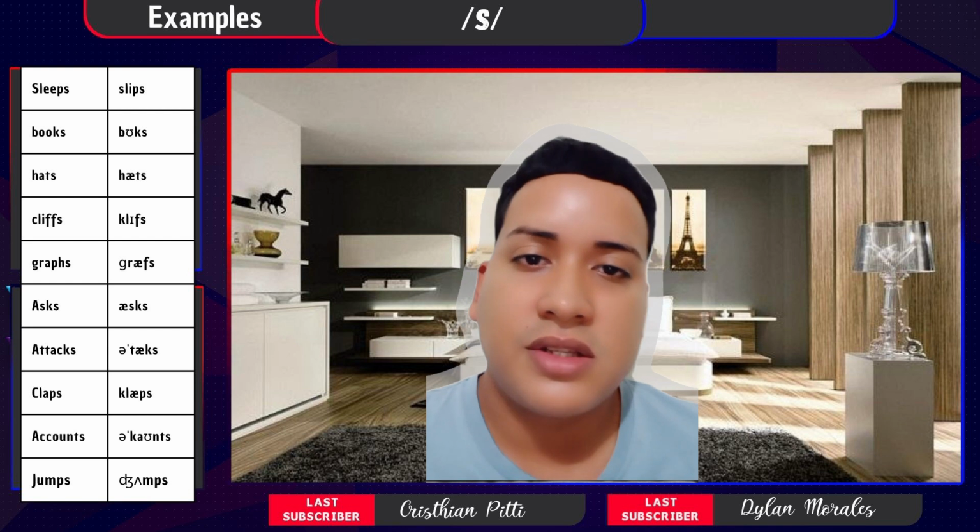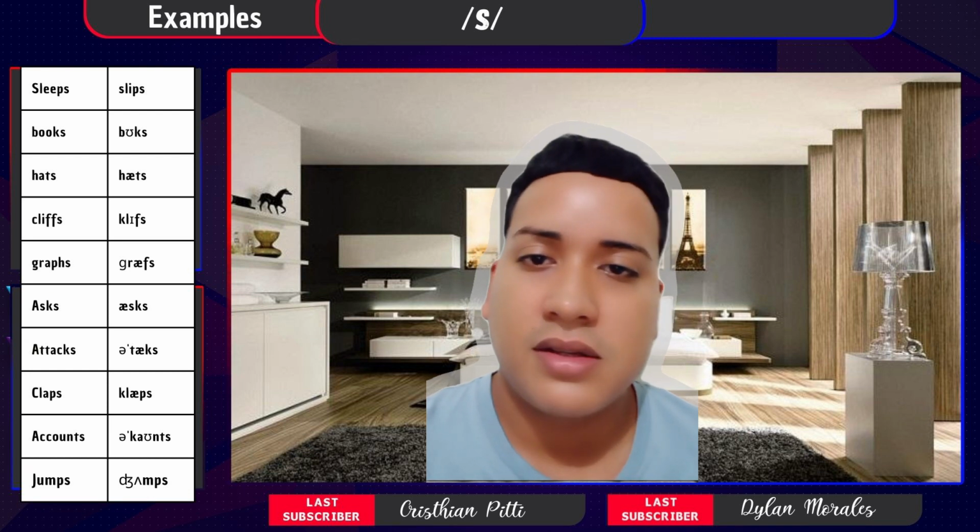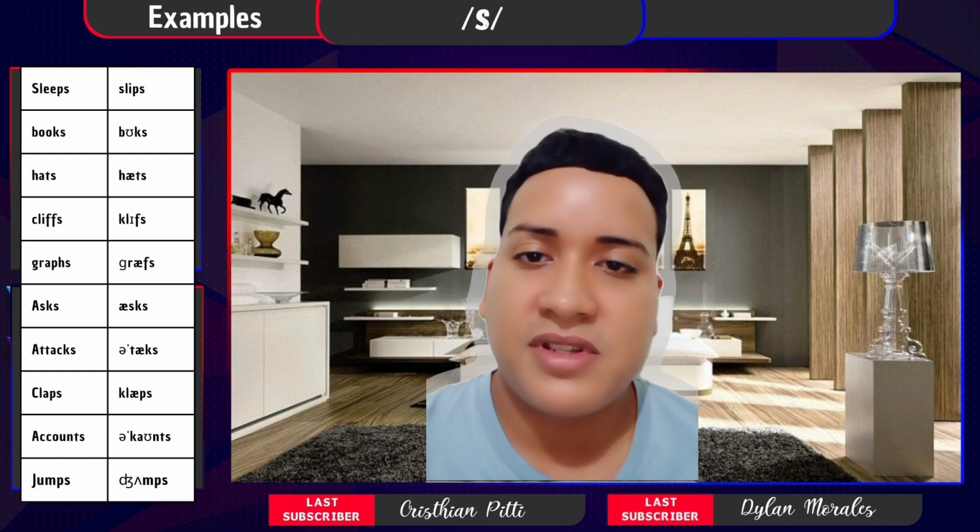Examples of the S sound: slips, books, hats, cliffs, graphs, asks, attacks, claps, accounts, jumps.